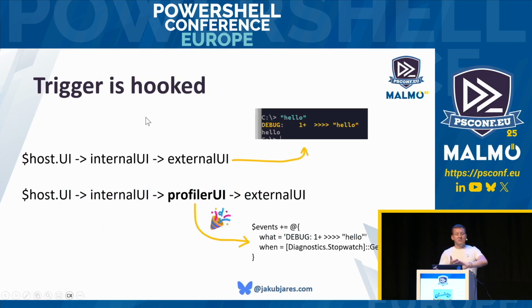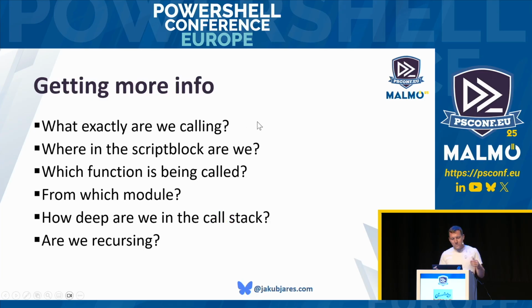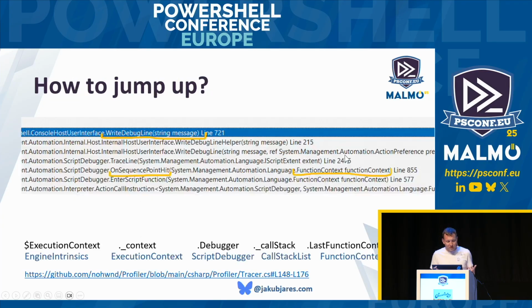So this gives me a point where I have a trigger hooked. I am able to collect all of this information. I can plug in whatever callback I want to process this information and save it into a list. And this is where we get all the information through reflection: how deep we are in the call stack, what we are recursing, which function is being called, and so on. So we can then post-process the data.